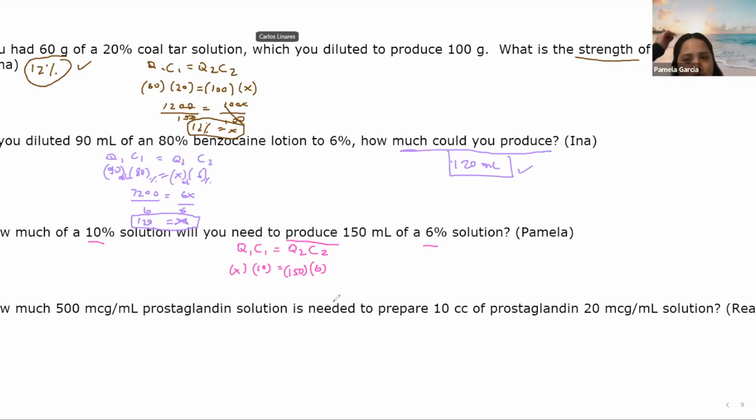Yes, I was trying to do that, but again, it's just a little confusing. Okay, so we got this set up fine. So now this is 10X is equal to 150 times 6. How much is that?